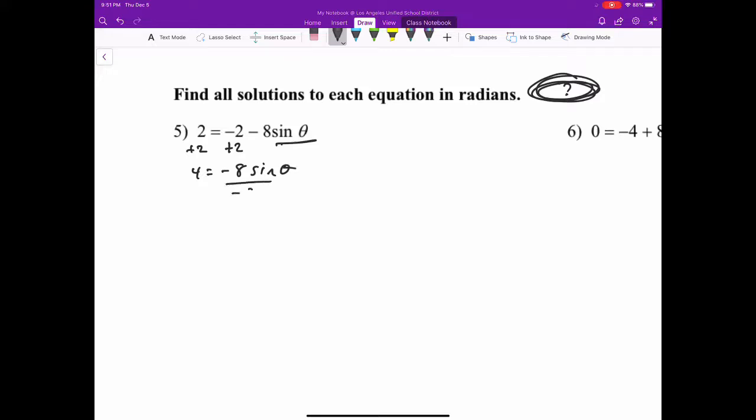We divide the negative 8 to both sides. So that would be negative 1 over 2 equals sine of theta. And now it's easy peasy again. Sine is negative in quadrants 3 and 4. Negative 1 and 2 and 2, square root of 3.